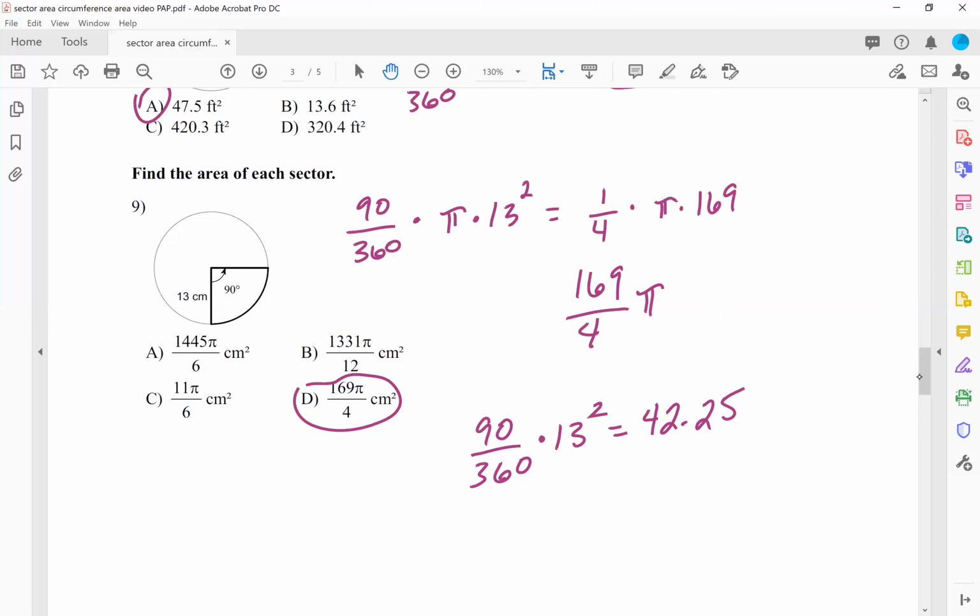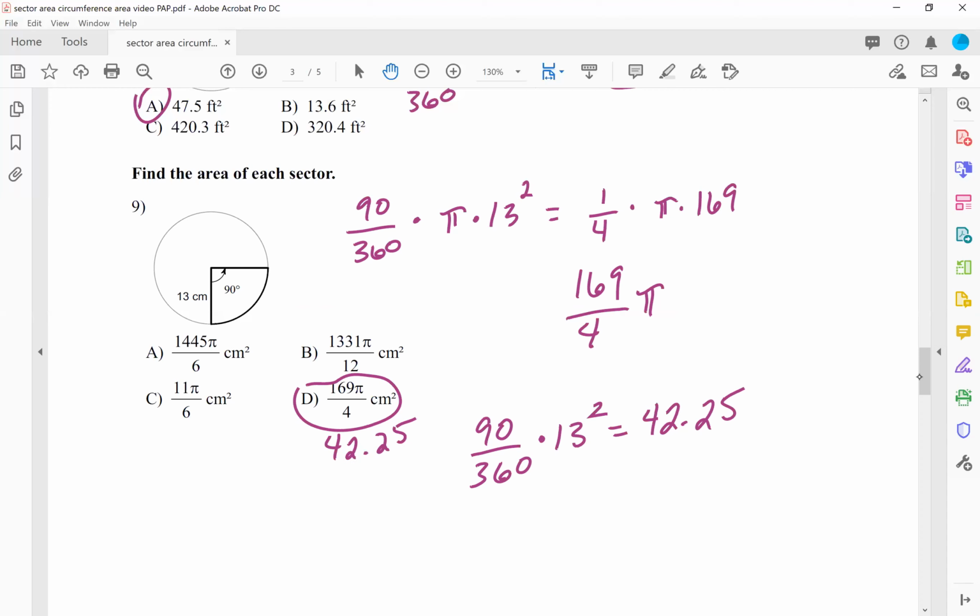What I can do now is take each of these fractions. So 1445, I'm doing answer choice A, divided by 6. Do I get 42.25? No, so it's not A. B, 1331 divided by 12. Do I get 42.25? No. 11 divided by 6. That's definitely not going to be 42.25. Let's see. 169 divided by 4. Right, I get 42.25.